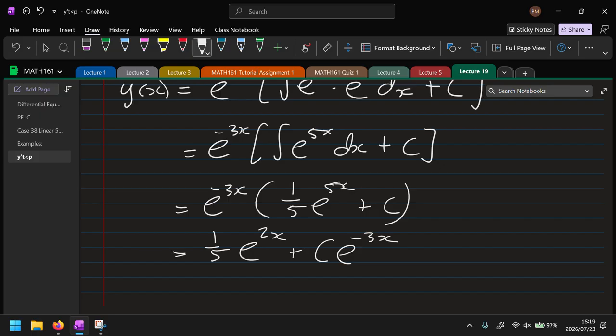Okay. And you see why it's important to put the plus c on the inside of the brackets, not on the outside. If you had it on the outside, then you would just have 1 over 5 e to the 2x plus c on the outside. Okay, so please be careful of that. And again, if you had some initial condition, you could then solve for c. Any questions for this one?